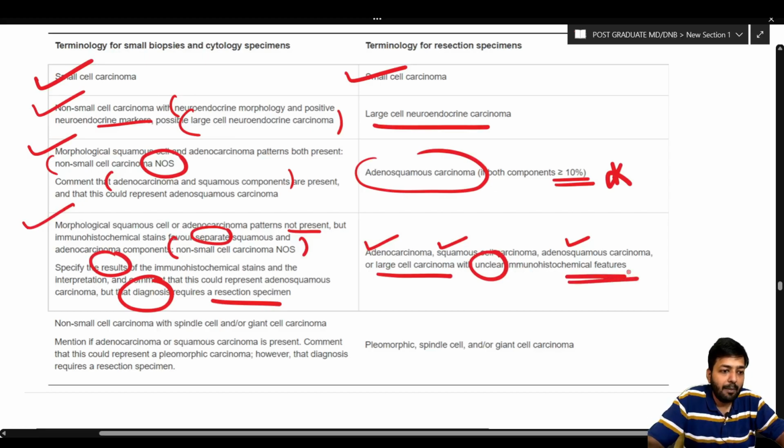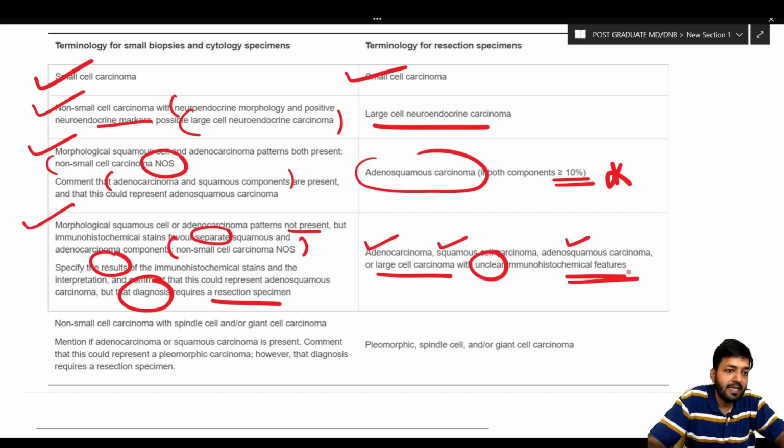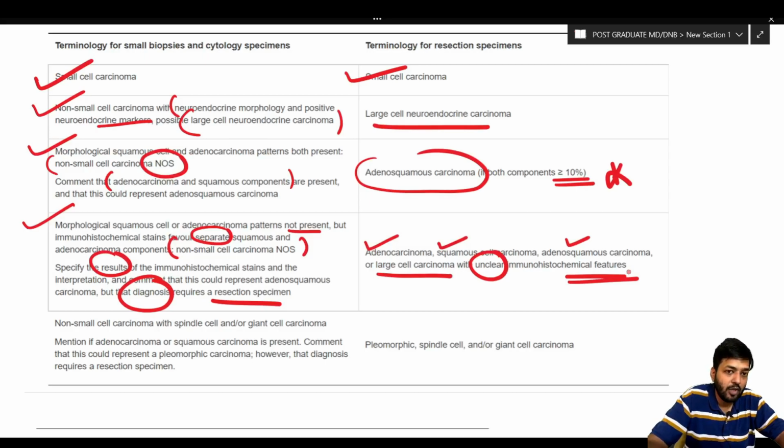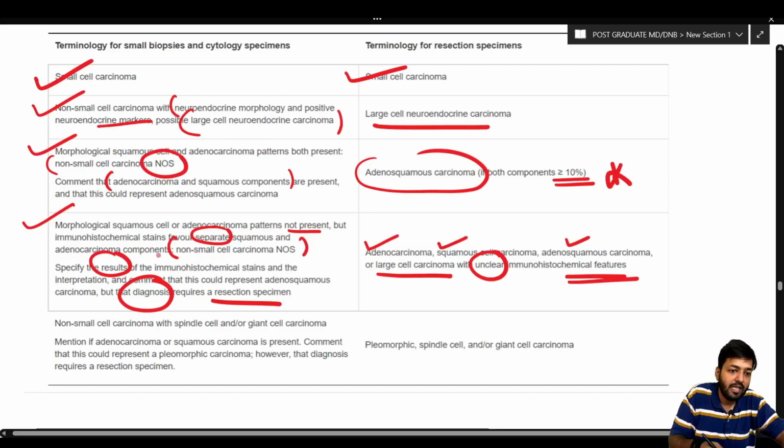So when both the patterns are not present and IHC is favoring separate squamous or adenocarcinoma components, on the resection specimen also the diagnosis will be written in this particular manner. Depending on the IHC: if you are getting only adeno, you give adenocarcinoma. If you are getting only squamous, then give squamous. If you are getting both, then adenosquamous. If both of them are absent, unclear IHC, then you will give large cell carcinoma.